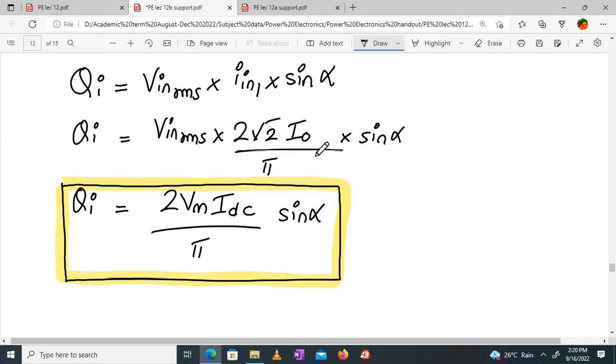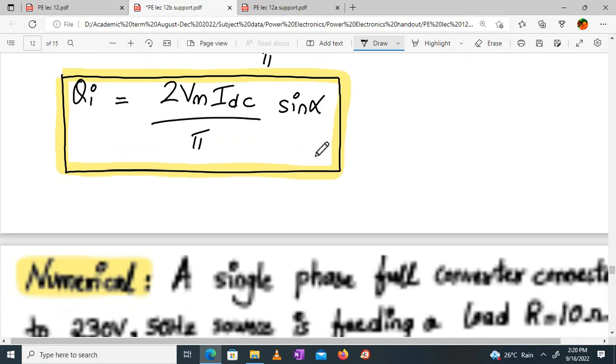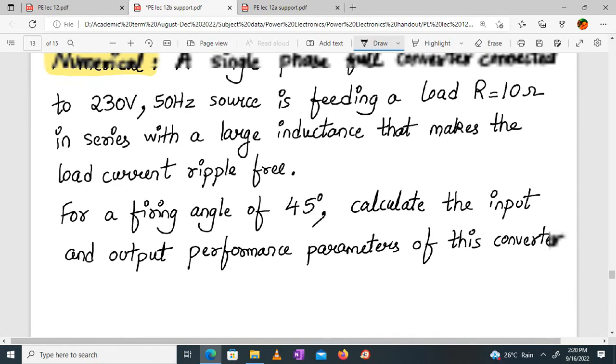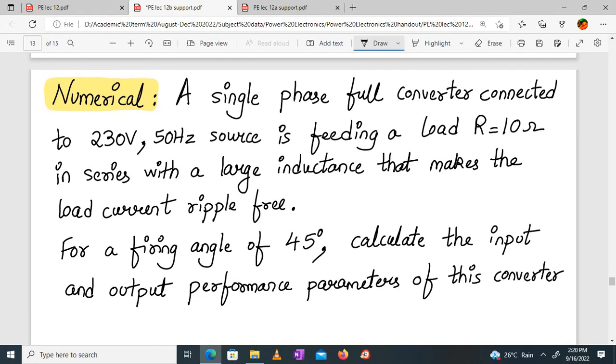Similarly, we have it for semi converter. Now note down this numerical quickly, and you all are going to do it on your own. I am giving it as a home assignment. ये सारे parameters ही find करने हैं.